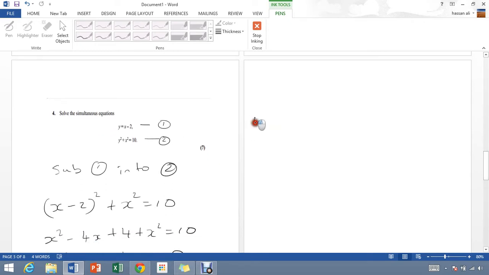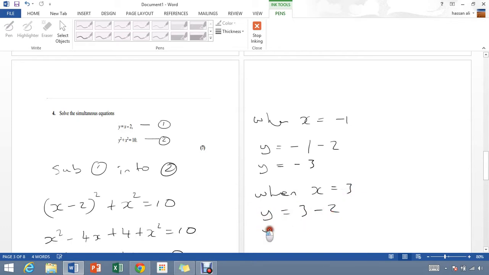So when x equals minus 1, you're going to put it back into this equation here. So y will equal minus 1 minus 2, y will equal minus 3, and then when x equals 3, y will equal 3 minus 2, and then y will equal 1. Okay, so those will be your values.